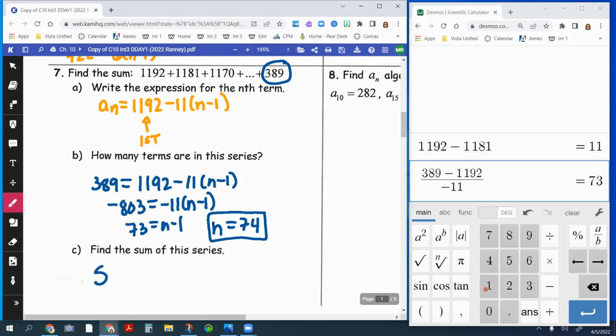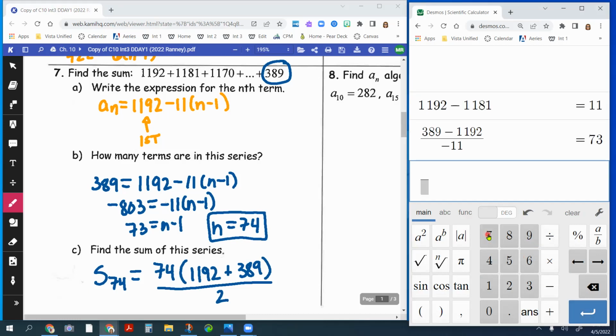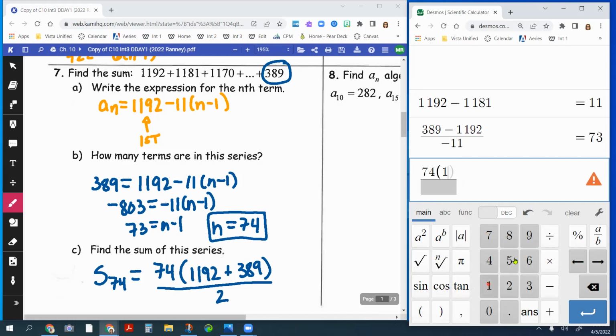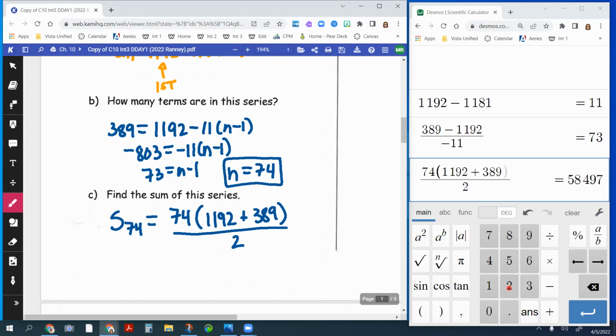Then they want us to find the sum of the series. Okay, so I'm going to find S sub 74 because there's 74 terms. So I'm going to go 74 times my first term, which is 1192, plus my last term, which is 389, divided by 2. So I'm going to have 74 times the quantity 1192 plus 389 over 2. And we end up getting 58,497 as our answer.